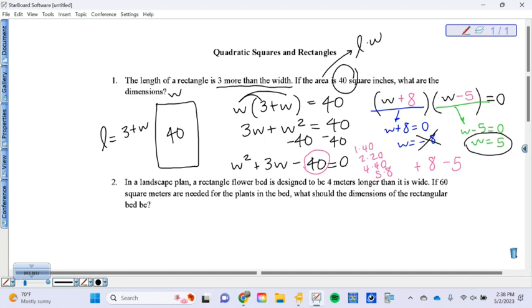So then if W is 5, my width is 5, and my length is 3 more than the width, then the length has to be 8. All right?